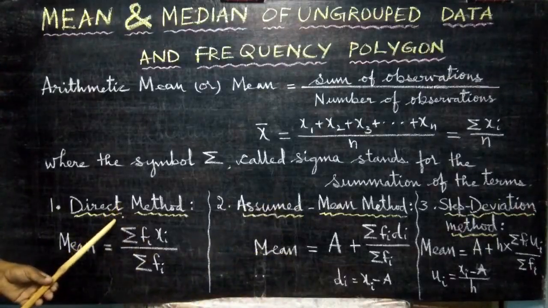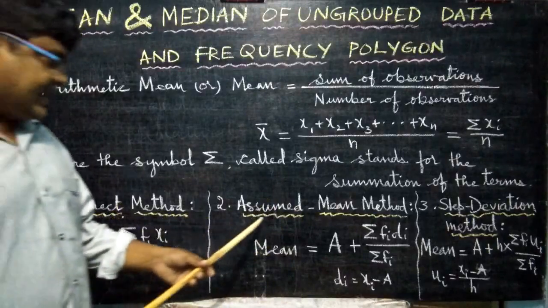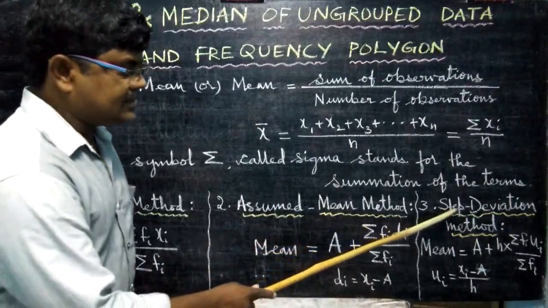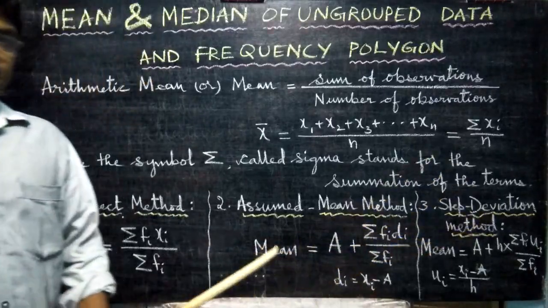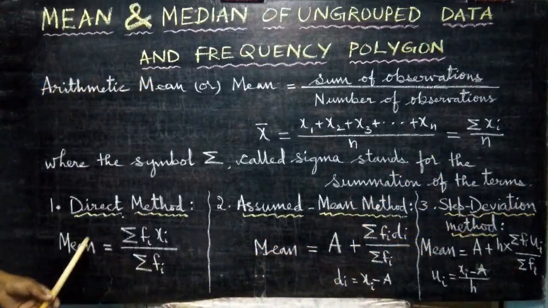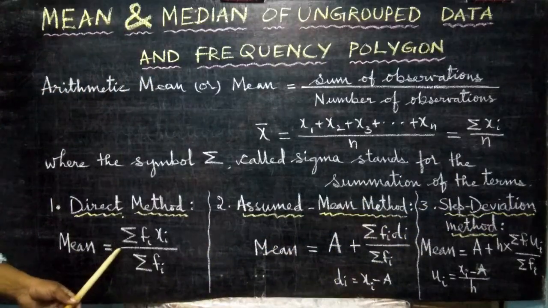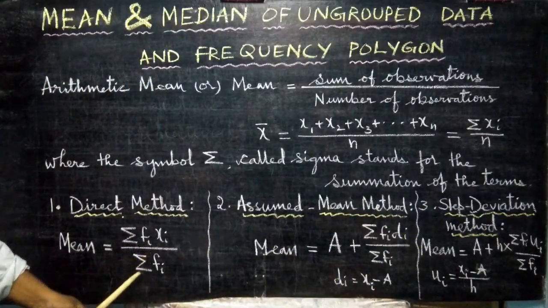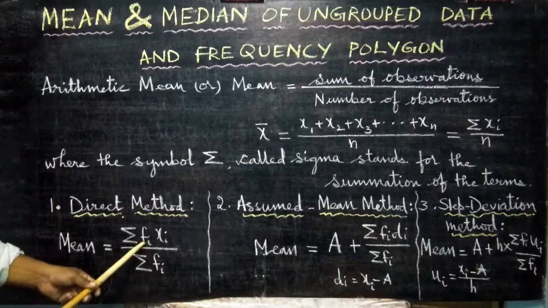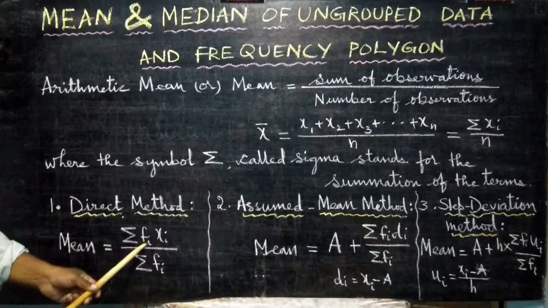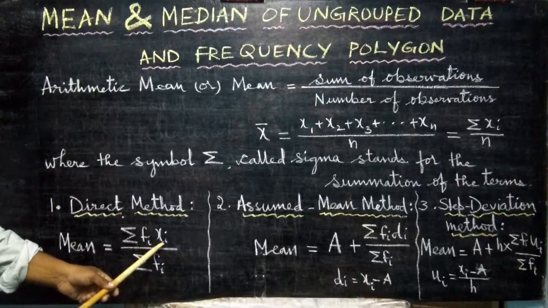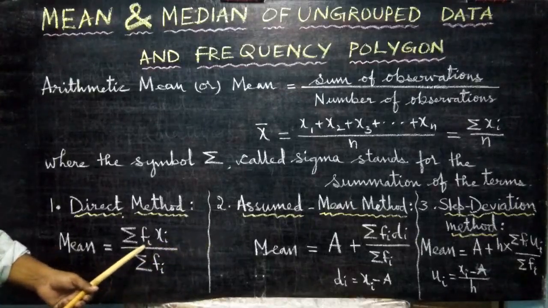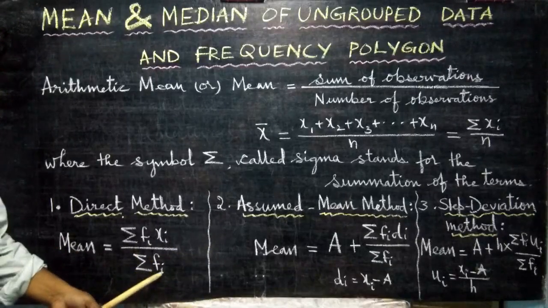Okay? First method name is direct method. Second one is assumed mean method. And the third one is step deviation method. Now the first one, the mean formula is sigma fi xi by sigma fi. When frequency is given, we multiply the frequency and these xi observations, add them, and divide by the total frequency.